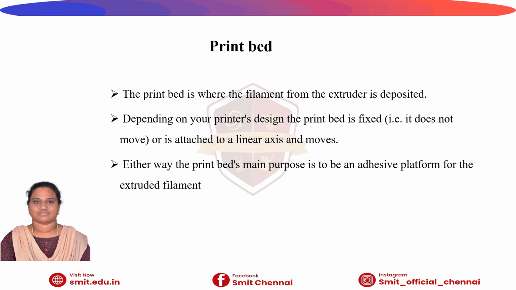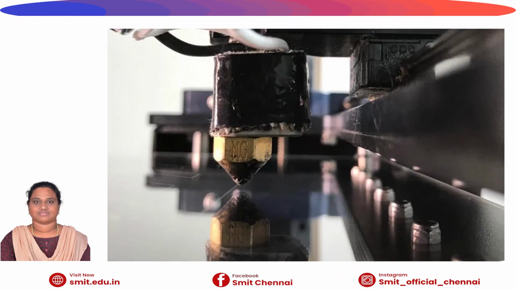Next one is the print bed. The print bed is a surface on which material droplets from the inkjet print head are deposited to form each layer of the object. Depending on the printer design, the print bed may remain fixed or move along the linear axis, typically the Z axis, during the printing process. Its primary function is to provide a stable and adhesive surface that supports accurate droplet placement and layer by layer construction. So this is the image of the print bed.